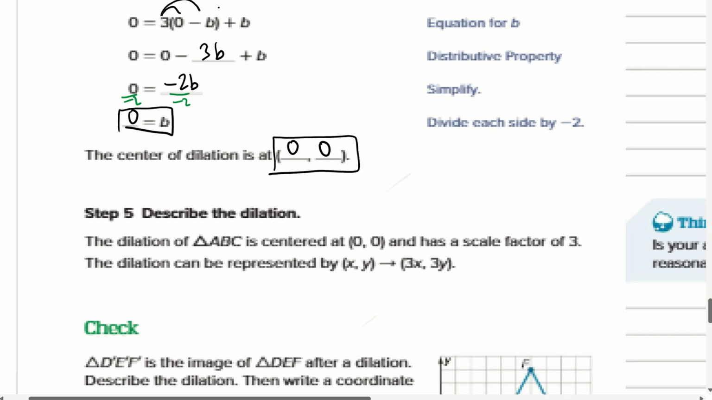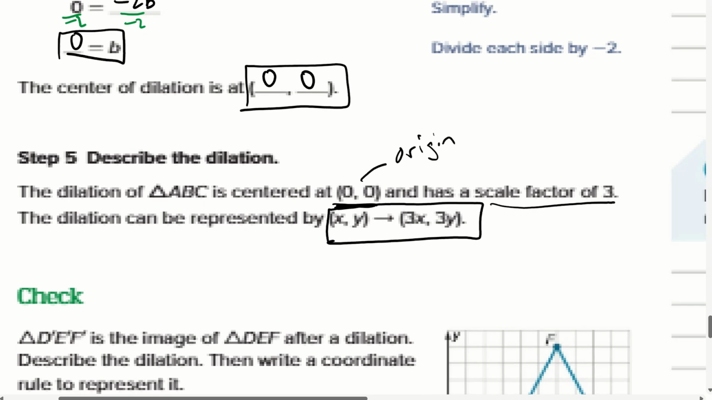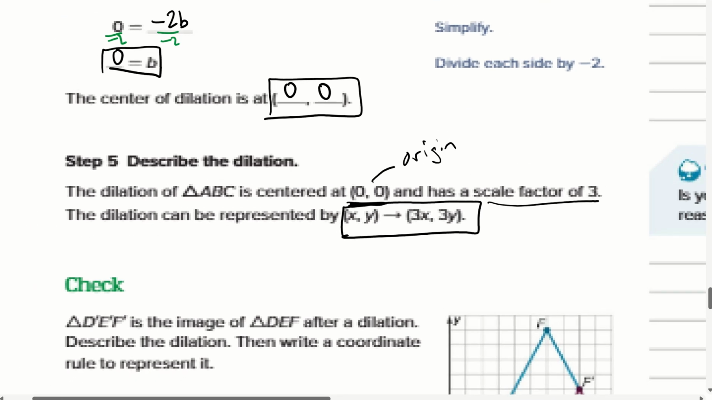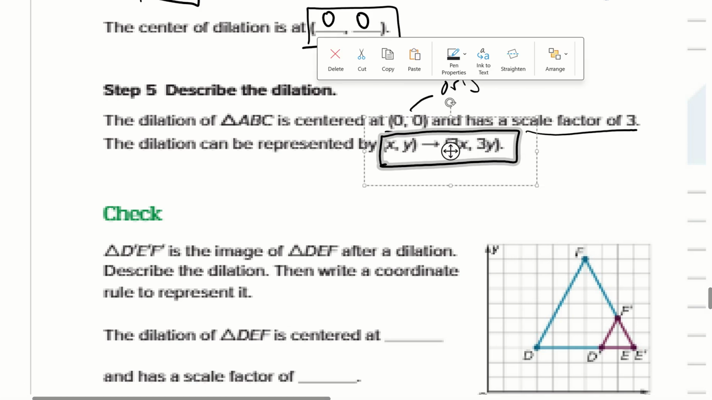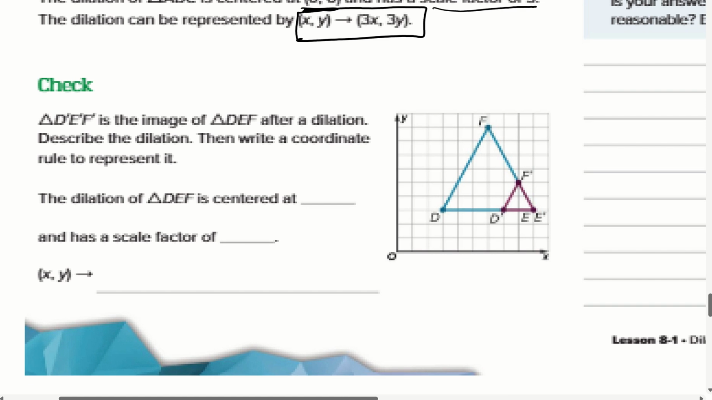Now we can describe the dilation, put it all together. We have a scale factor of K equals 3, and it's centered at 0, 0. Since that is the origin, that means we can use the formula for the origin, and so it's going to be x, y maps to 3x, 3y. Remember where K is 3. All right, and that really is it for that example. And so now you try the check and pause the video.